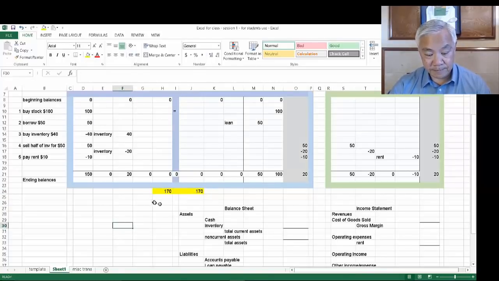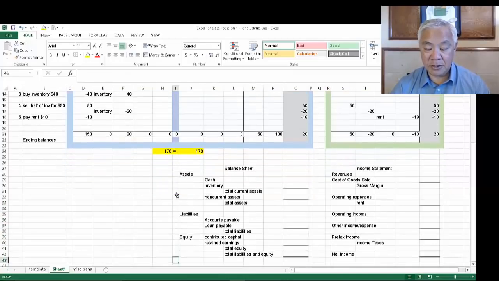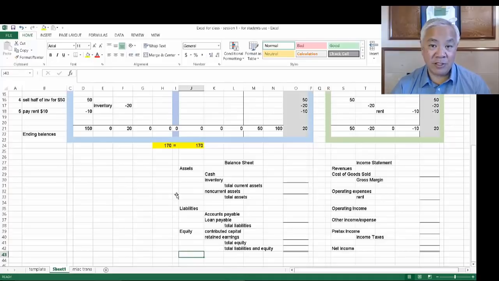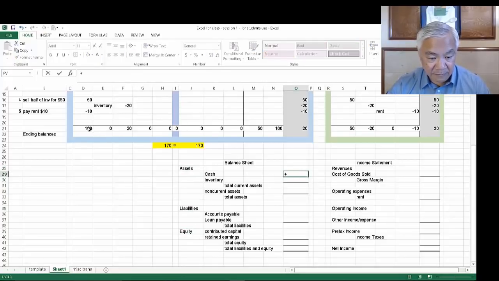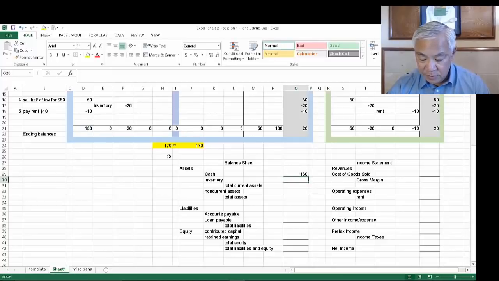See, that's equal. Now that we're in balance, I've gone ahead and done a mock-up of a balance sheet. I have some categories we don't need. I just want to show you general form. Balance sheet equals assets equals liabilities plus equity. So let's start. What's cash? I'll just do plus 150. And what's inventory? Plus the cell.